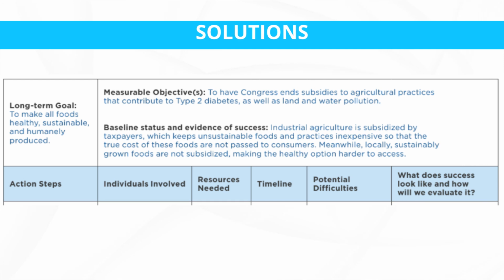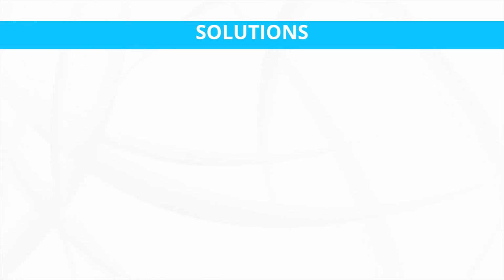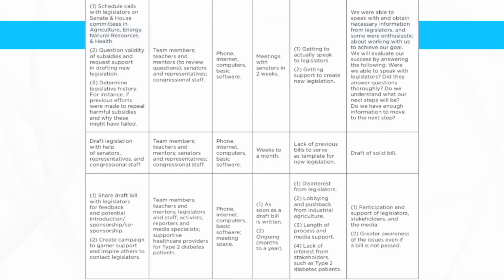Currently, right now, industrial agriculture is subsidized by taxpayers, which keeps unsustainable foods and practices inexpensive so that the true costs of these foods are not passed to consumers. Meanwhile, locally, sustainably grown foods are not subsidized, making the healthy option harder to access. So we're trying to move from the subsidized industrial agriculture to a vision where they're not subsidized. So what action steps could we take?